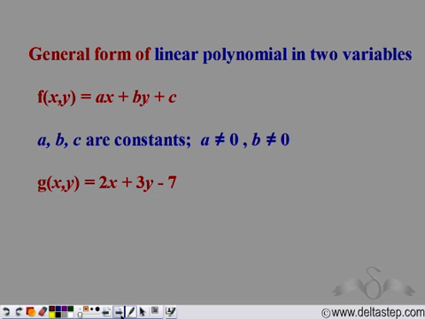Now this is a linear polynomial in two variables, so we can compare it to the general form. So a is equal to 2, it is the coefficient of x. b is the coefficient of y, which here is 3, so b is equal to 3. c is the constant term. The constant term here is negative 7. So c is equal to negative 7. Note that it is not 7, it is negative 7, because we consider a plus c here. So this is plus negative 7. So c is negative 7.